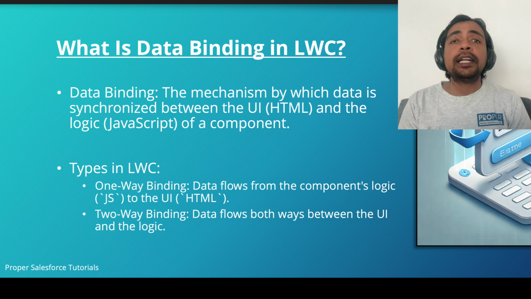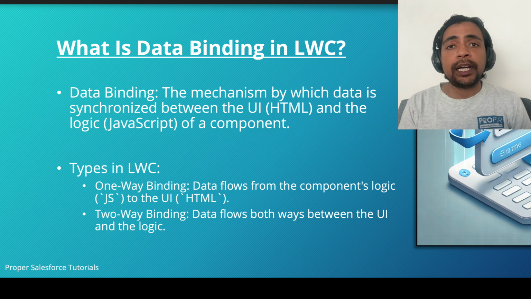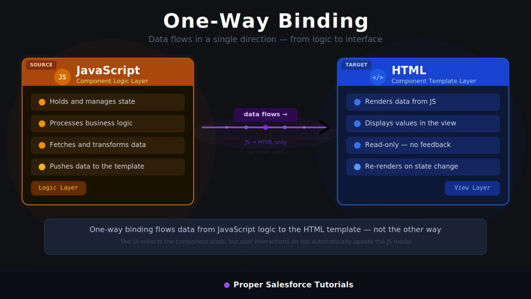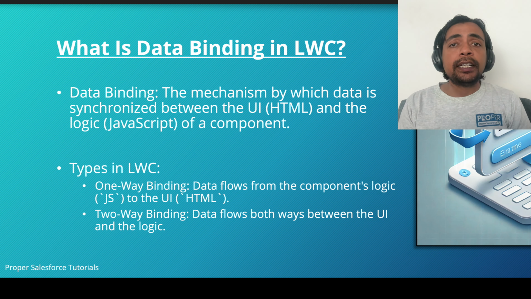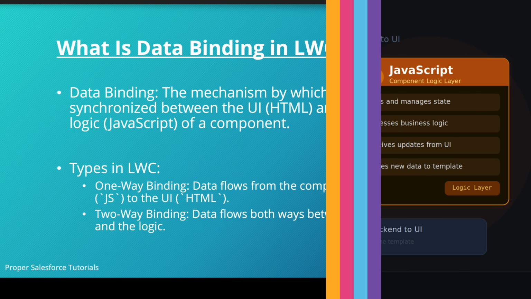In LWC, there are two types of data binding. One is known as one-way binding, and the other is known as two-way binding. One-way binding is the case where the data flows from the component's logic, that is the JavaScript, to the component's user interface, that is the HTML. Two-way binding is when the data flows both ways, from the UI to the backend and from the backend to the UI.